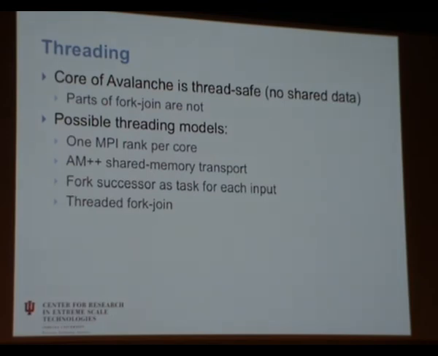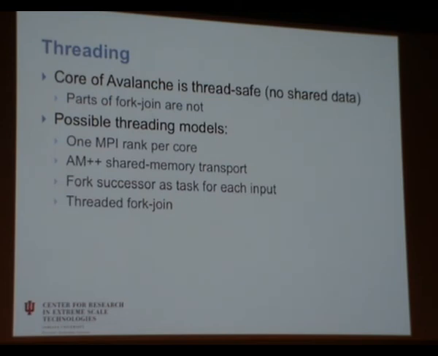Now I mentioned threading before, that we just run all of the nodes in a single thread. And there are other ways to do that. The core of Avalanche is thread safe, basically because it has no or almost no shared data. Parts of fork join are not, but that's just an implementation limitation.